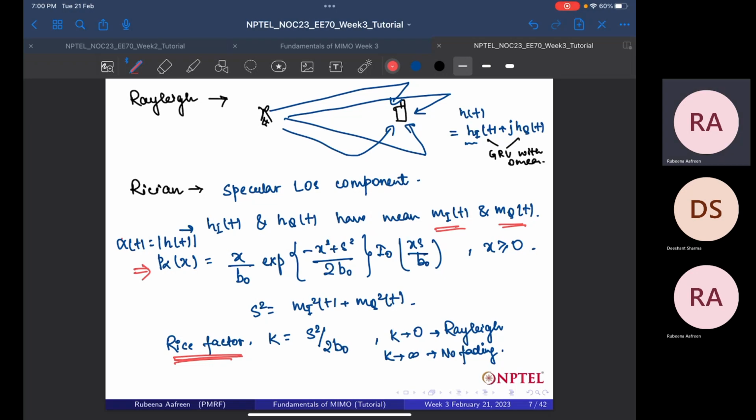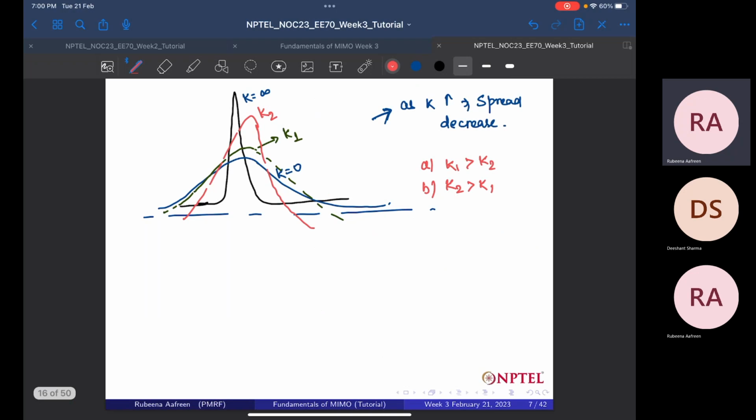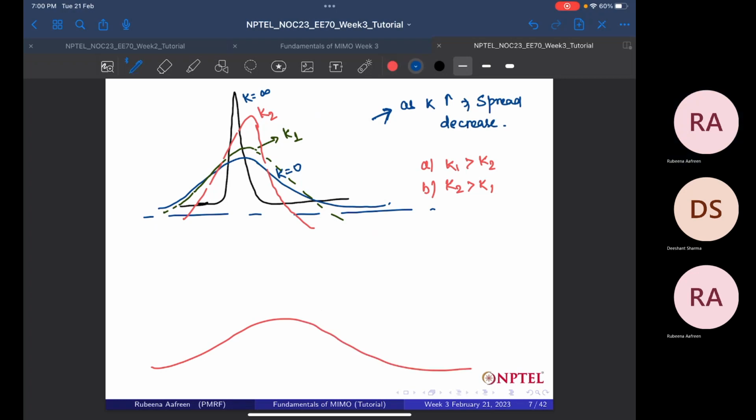Right. So here we say that if k is 0, it is the Rayleigh fading case. And if k is infinity, it is the no fading case. So as k grows from 0 to infinity, this curve will narrow down. So initially, this is the case for k equal to 0.